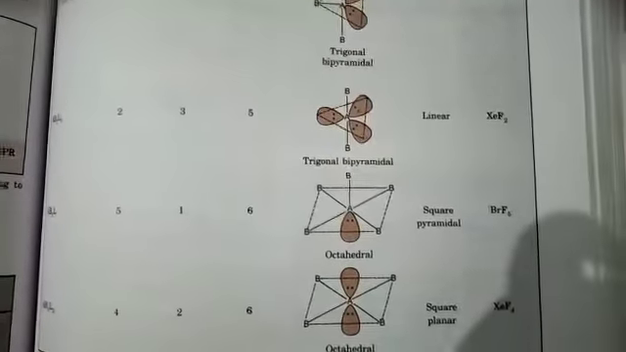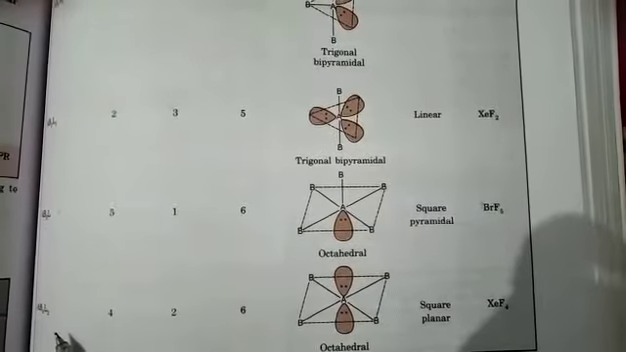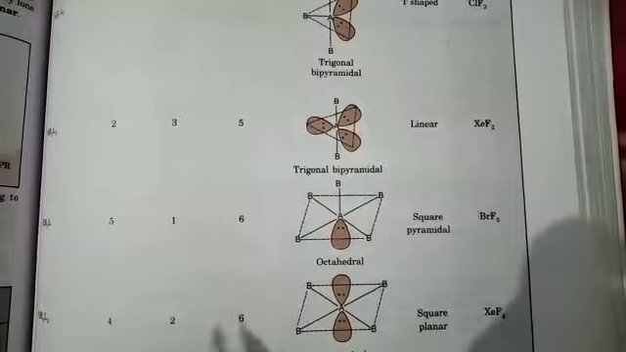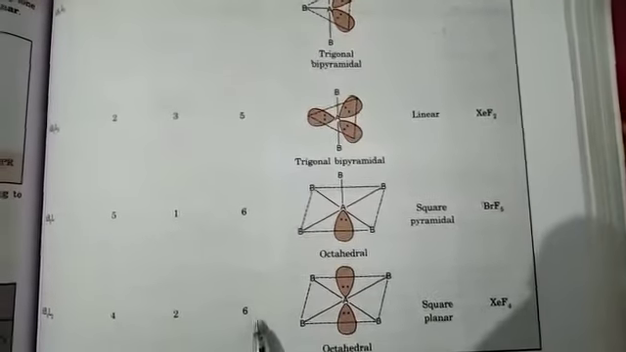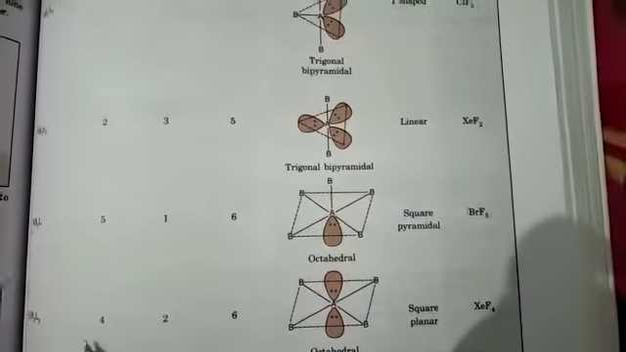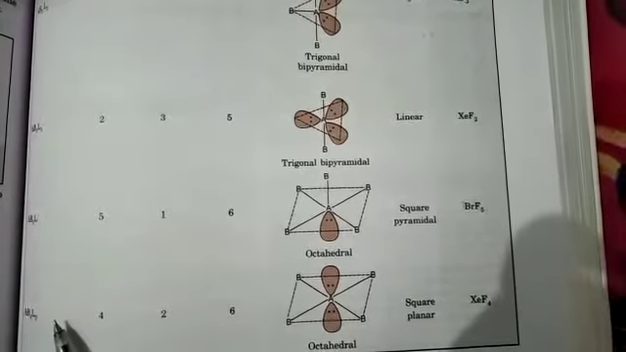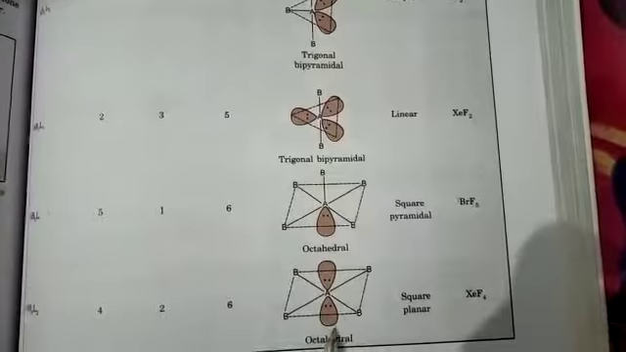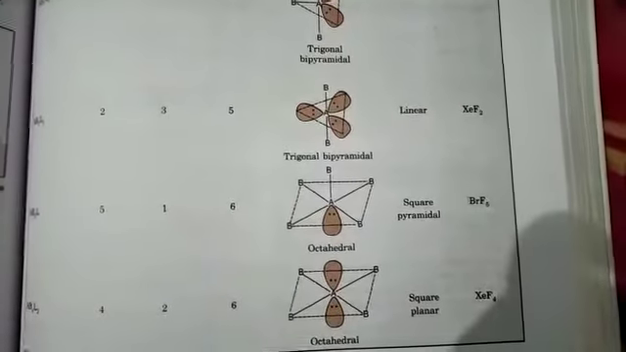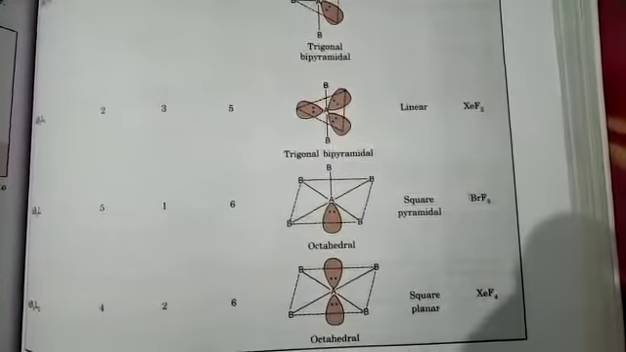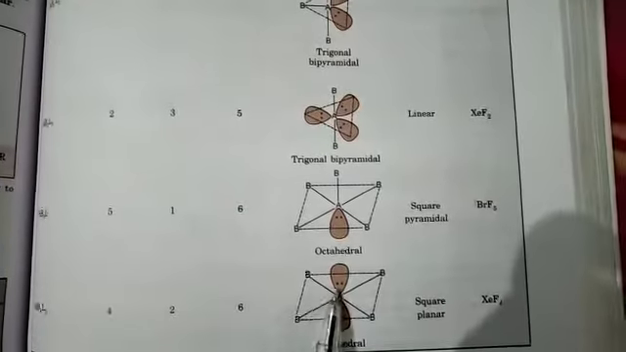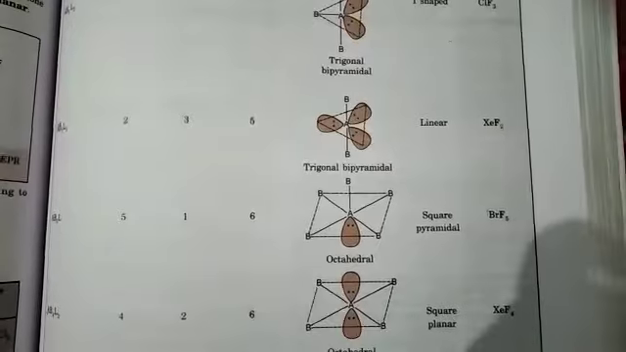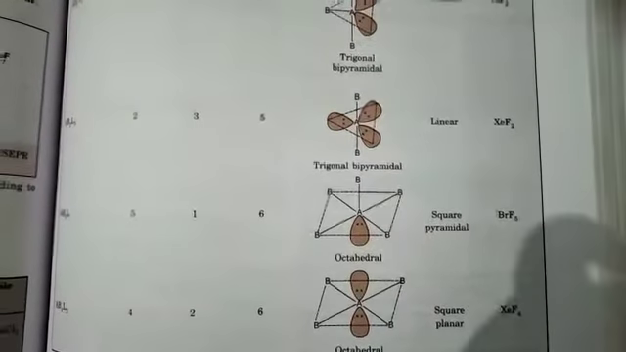Next we have AB4L2, which also has 6 electron pairs, but in this case there are 4 bond pairs and 2 lone pairs. With 6 pairs it should have been octahedral, but it is not, due to the presence of these lone pairs. So it has a square planar geometry, and its example is XeF4.